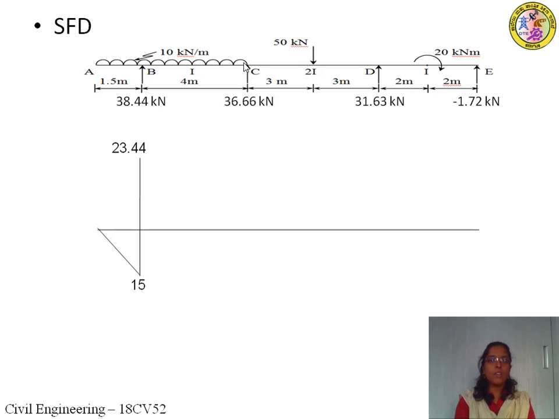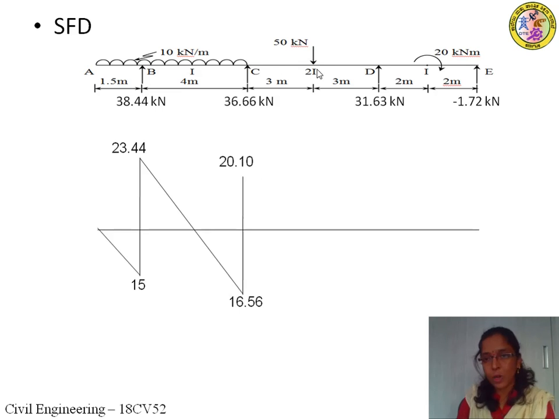Next, shear force to the left of C. In between BC, again we have UDL. So, we have to deduct it from 23.44. So 23.44 minus 10 into 4 will be equal to minus 16.56. So therefore mark it below the baseline for minus 16.56, and this is the shear force to the left of C. Next, shear force to the right of C is minus 16.56 plus 36.66, that will be equal to plus 20.1.